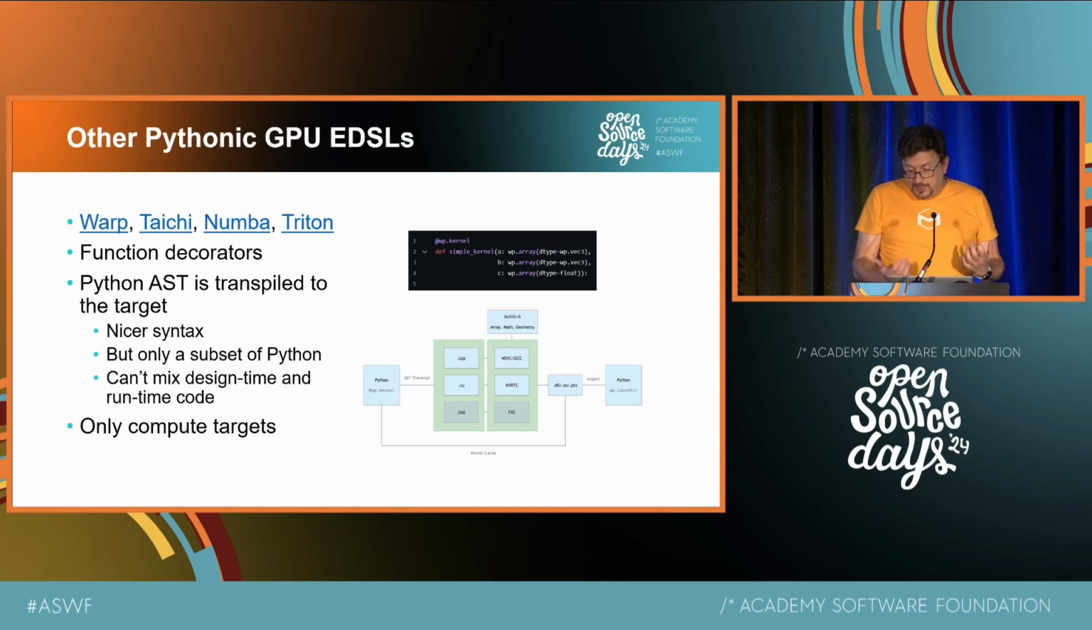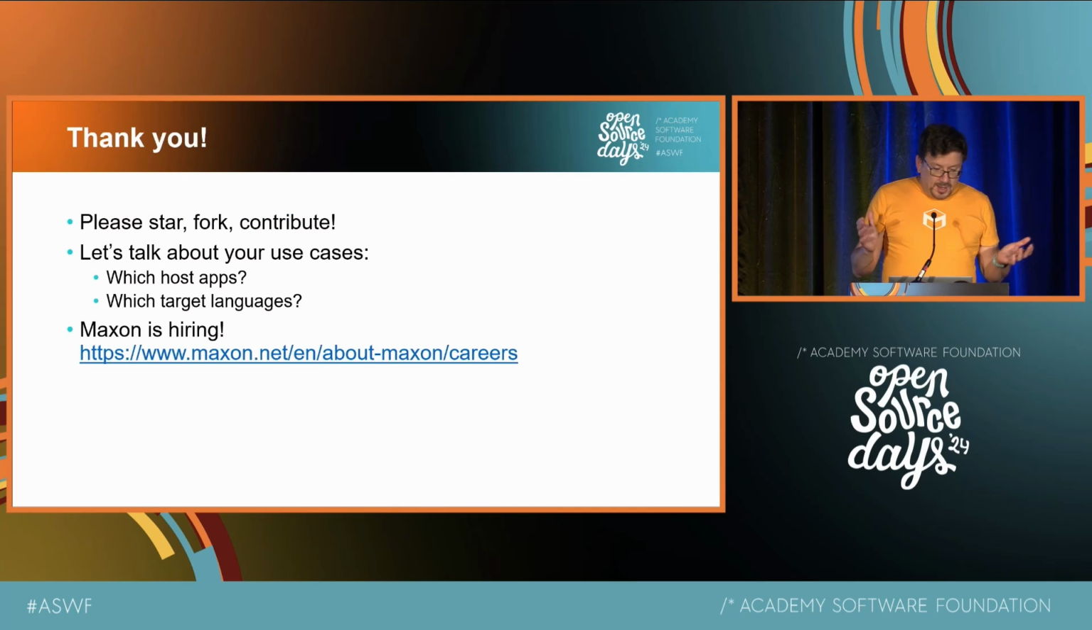The syntax becomes nicer with this approach, but on the other hand, you can only support a subset of Python with this, and you can't mix this meta code with other Python code, so you miss out on metaprogramming opportunities. And all of these four actually only support compute targets and not something like vertex or pixel shaders. And that's pretty much it.